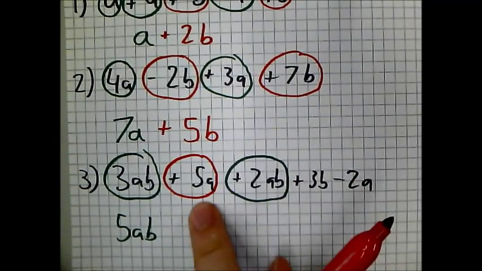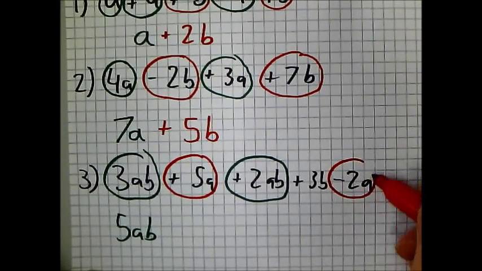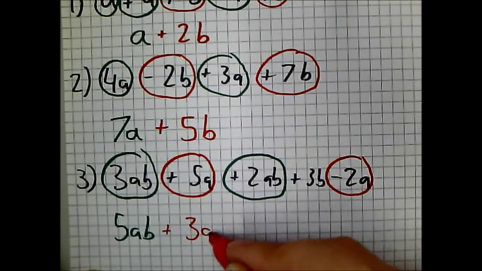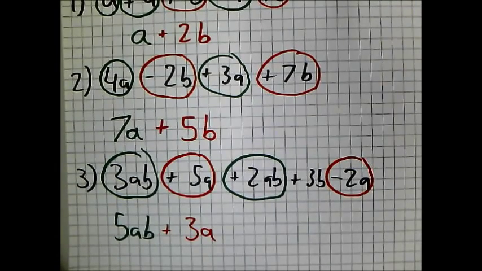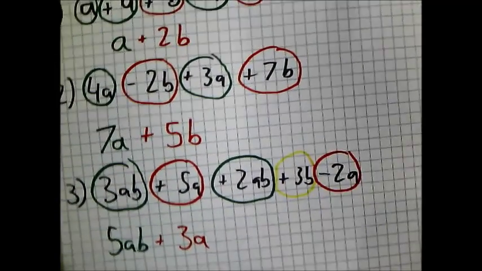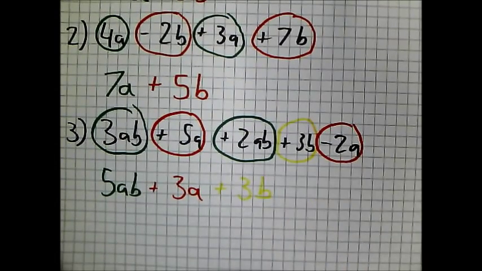I've then got a plus 5a. That's not an a. That's an a. 5a take off 2a is 3a. And then finally, in a different colour, I'm left with just 3b, which doesn't combine with anything, so that stays as it is.